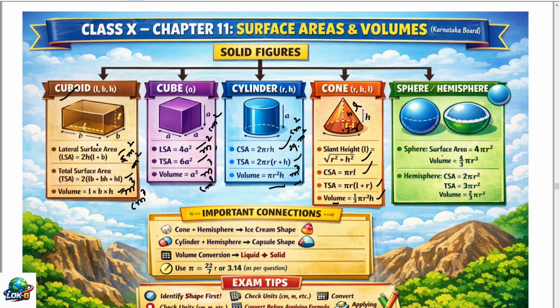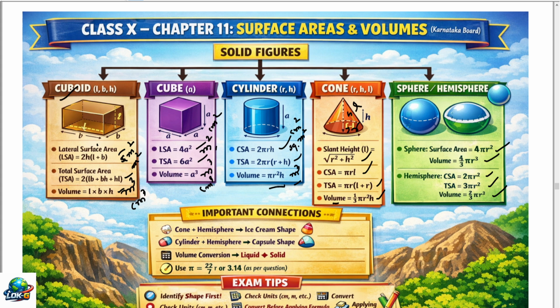About sphere, you know that the total surface area of the sphere is 4 pi r square units. Volume of the sphere is 4 by 3 pi r cube. Curved surface area of the hemisphere is 2 pi r square. Right? Total surface area will be 3 pi r square. Volume will be half of the volume, which is 2 by 3 pi r cube units.